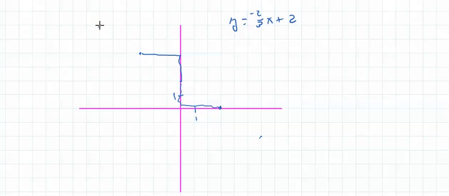So I'm going to start here and draw my line, and actually I'm going to even go farther. This pattern continues. Down 2 over, down 2 over, down 2 over. All right? And we're done.